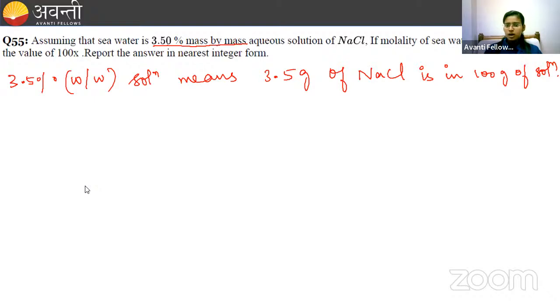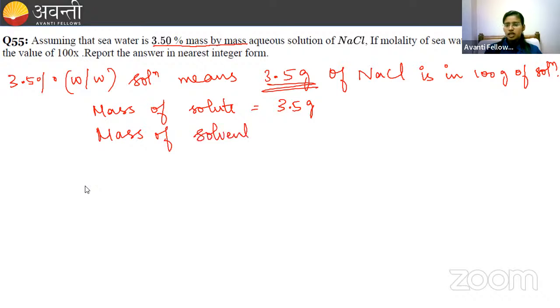Clear? So the mass of the NaCl, which is the solute, is 3.5 gram. Therefore, the mass of the solute is equal to 3.5 gram, and the mass of the solvent will be equal to 100 minus 3.5, which is equal to 96.5 gram. In terms of kilogram, it is 96.5 by 1000 kilogram.